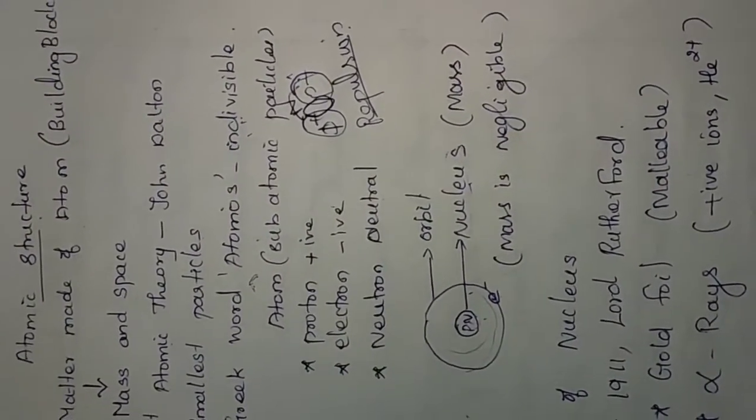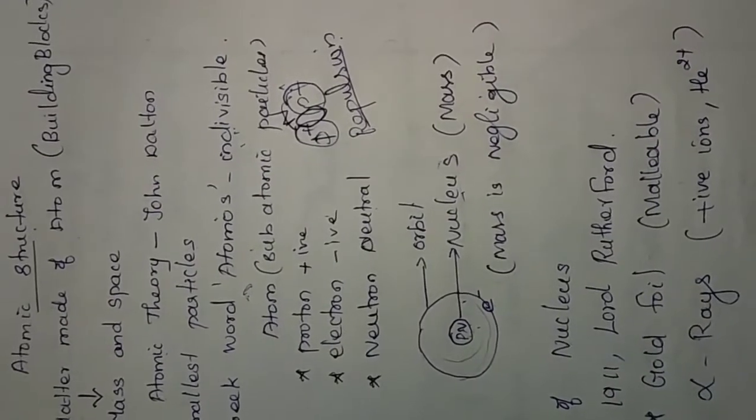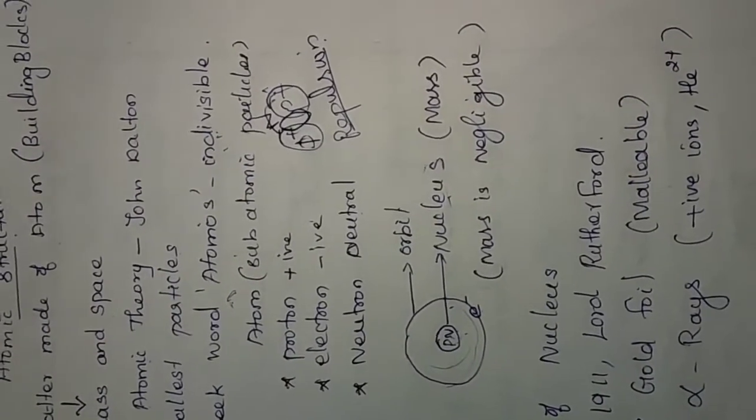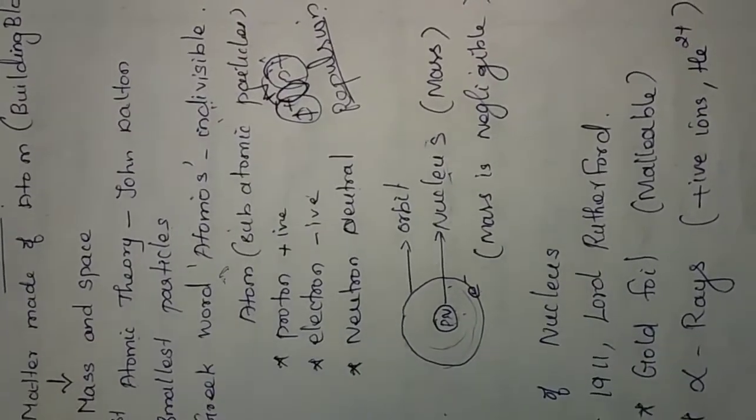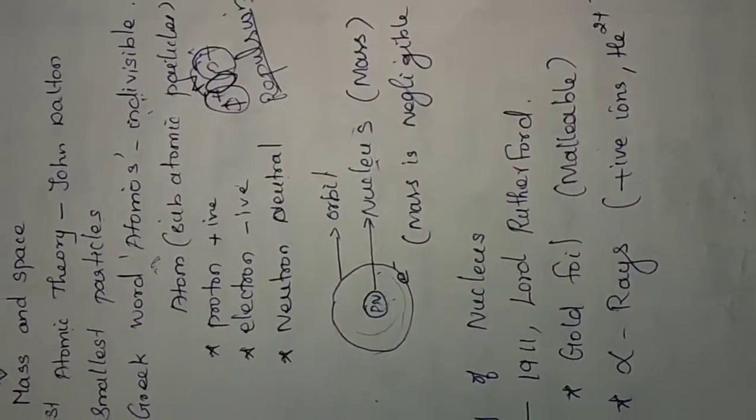The word atom was given by whom? The scientist John Dalton. What is the meaning? It is taken from which word? Atom means what? Indivisible. Three important components are there.